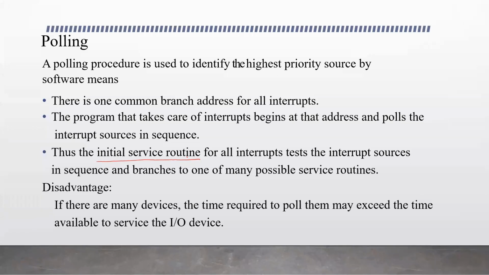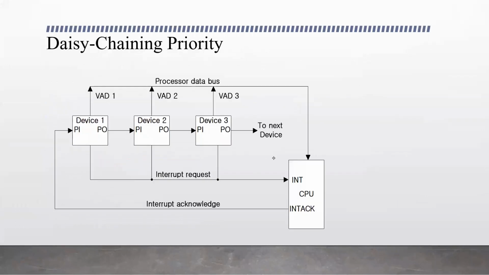Here the disadvantage in the polling method is that the time to test all the devices one by one is more. The time taken by the CPU to test these devices using this set of instructions, the initial service routine, is more. So to make establishing the priority of many simultaneously interrupting devices faster, we use hardware. The methods that use hardware are daisy chaining and parallel priority interrupt. So first let's see what is this daisy chaining priority.